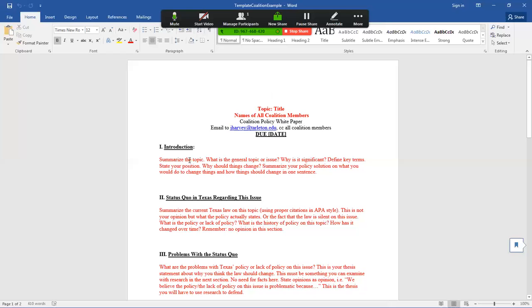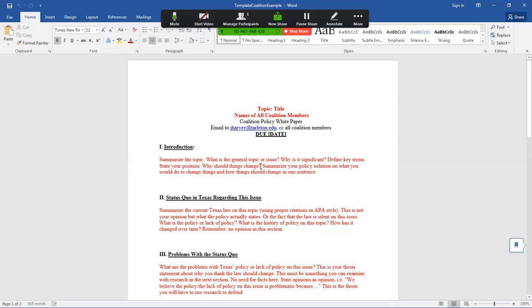So it depends on what your topic is here, but I need your position, whether you're pro or anti, why things should change, why things should go in the direction you want them to go, why there should be more death penalty, why there should be less standardized testing, why there should be more vaccinations, why marijuana should be legalized. All of these are coalitions you guys have chosen. Why the Affordable Care Act should not be repealed.